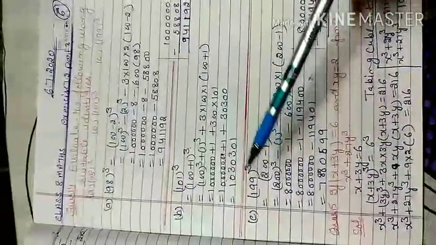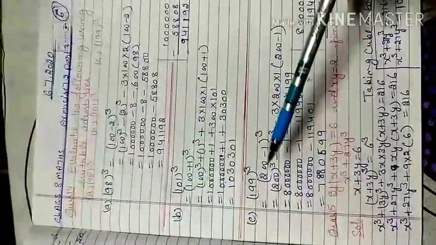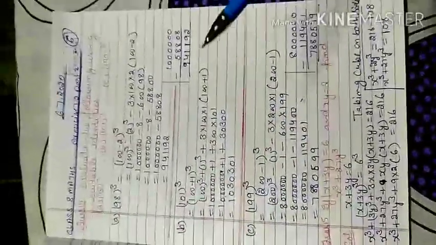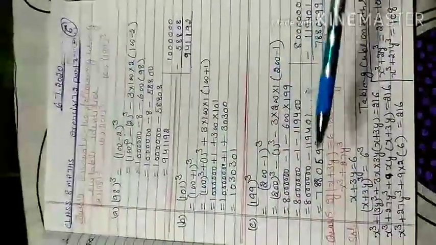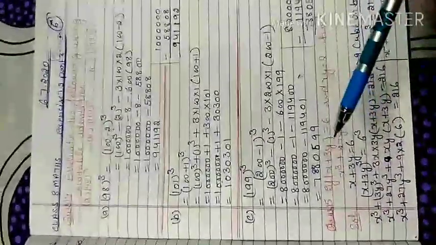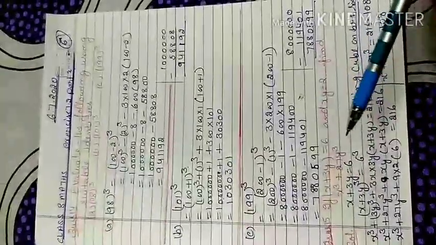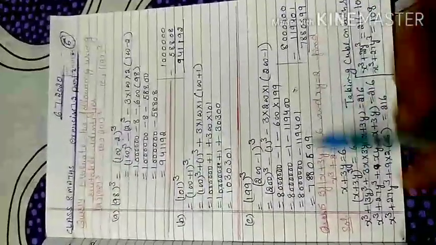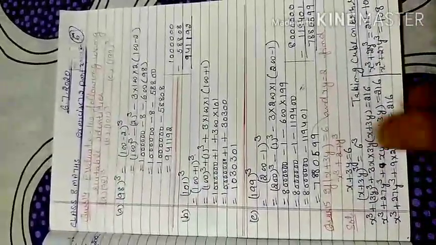Similarly, 199 whole cube could be written as 200 minus 1, and apply the a minus b whole cube formula. After applying and calculating, it gives me 7880599.